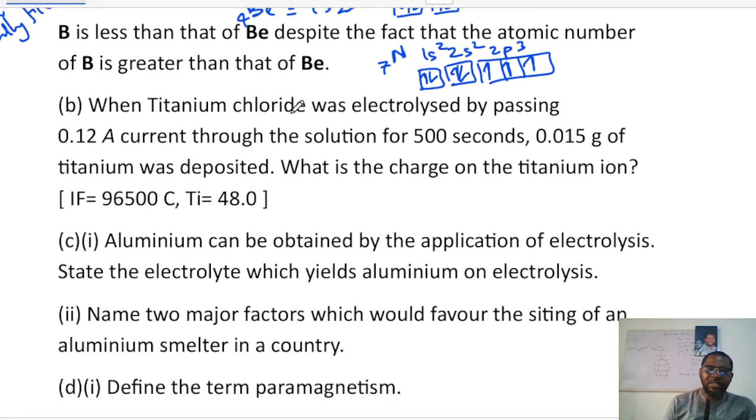Now the other one says when titanium chloride was electrolyzed by passing 0.212 amperes current through the solution for 500 seconds, 0.015 grams of titanium was deposited. What is the charge of titanium ion? Okay. Now for us to know the charge of titanium ion, titanium is a metal. For the Faraday formula, I prefer to use mass over molar mass is equal to Q over NF, where Q is equal to IT.